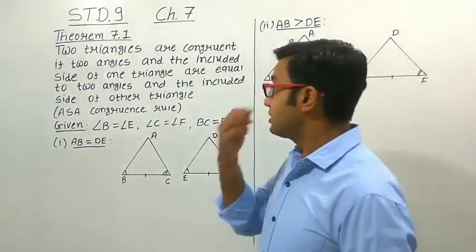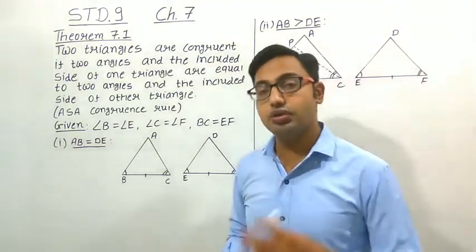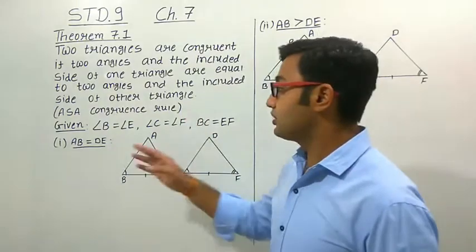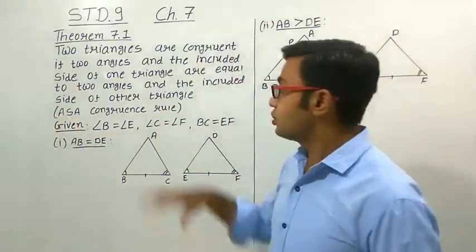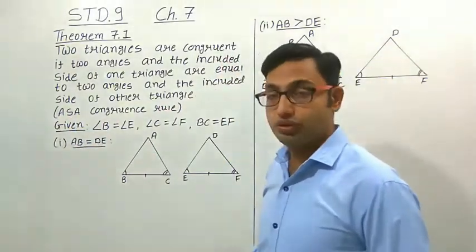Right? So this theorem leads us to a new rule of congruence of two triangles, and that rule is called the angle side angle congruence rule. So this statement is about one of the rules of congruence of two triangles.